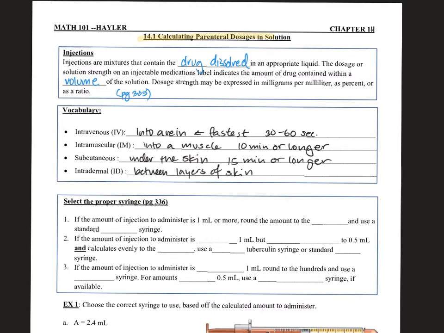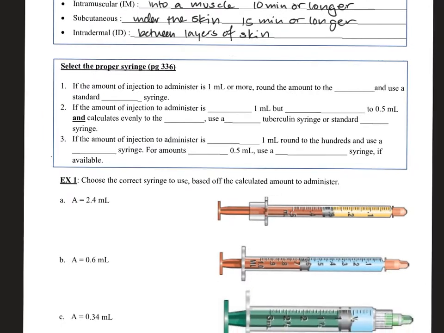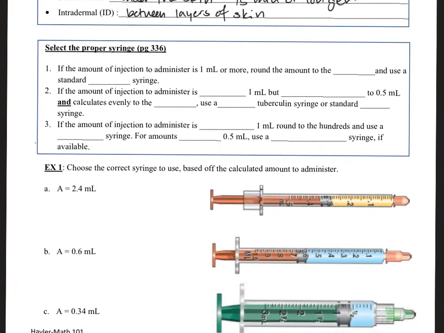Now let's look at how to select the proper syringe when you're going to be giving an injection. This is on page 336 of your textbook. So if the amount of injection to administer is 1 milliliter or more, you're going to round the amount to the tenths and use a standard 3 milliliter syringe, which is the image down here below.